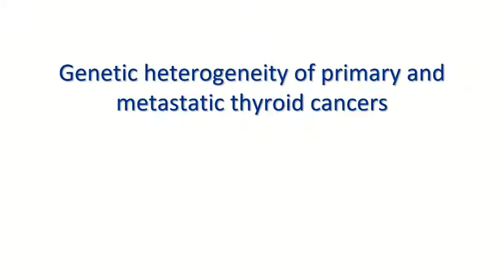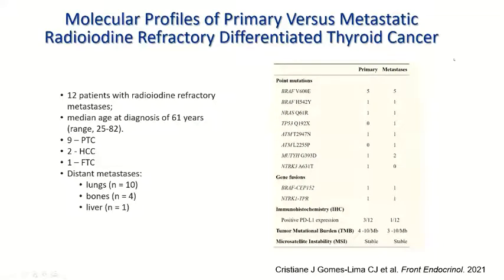Obviously, when there is a way to obtain the metastatic focus, pathology and genetics, this is the most informative sample. But if you cannot, can you extrapolate the profile from the primary tumor? And the answer is yes, in most situations. There are a number of studies published, and this is one of them, where they looked at 12 patients with radioiodine refractory metastasis.